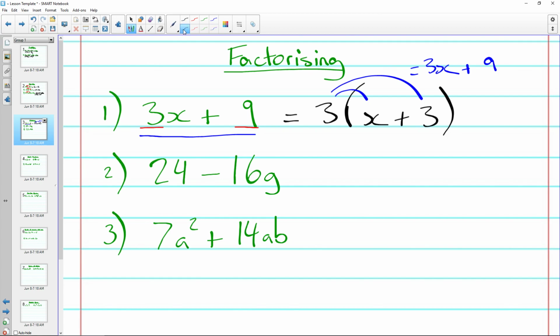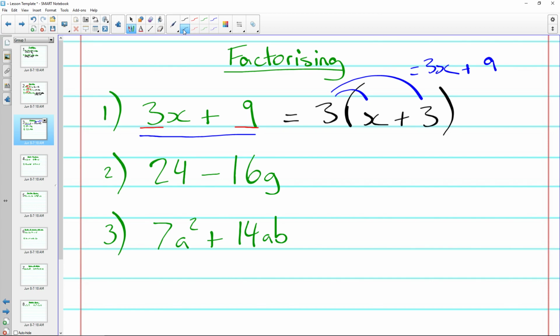So going into this next question, again, we want to look at 24 and 16. Now 24 and 16 actually have quite a few common factors. They can both be divided by 2, they can be divided by 4, and they can also be divided by 8.